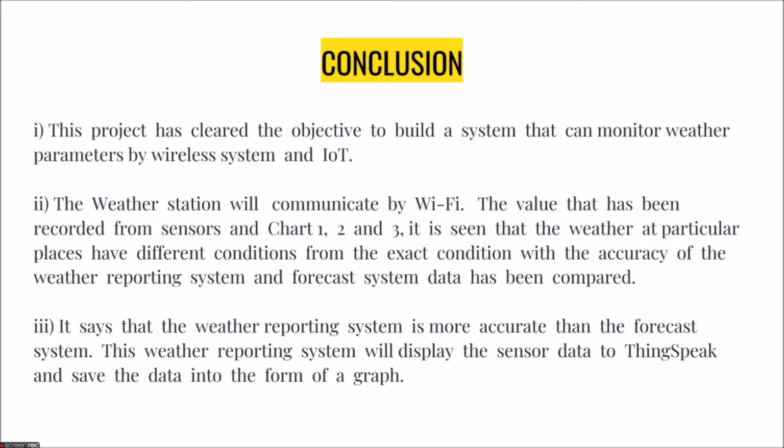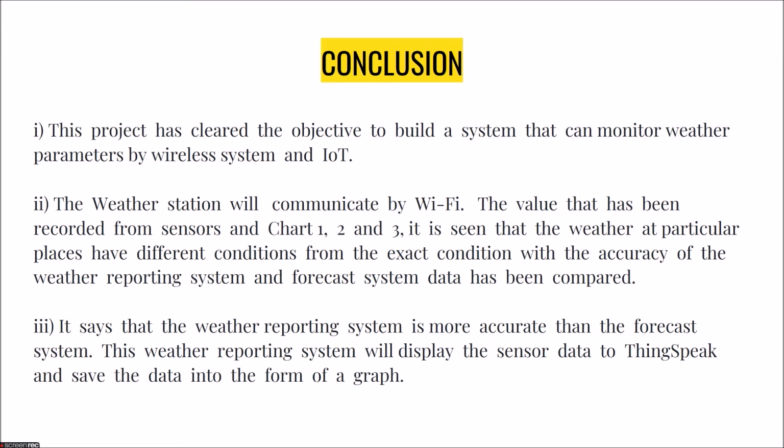So here comes the conclusion of our project. This project has achieved the objective to build a system that can monitor weather, connected to a wireless system in IoT, which means this project contains no wire, no LAN network for the Wi-Fi communication, or even a data system that we have to plug in and just collect data. No, this is completely wireless. The weather station communicates over Wi-Fi in the form of the ESP8266 Wi-Fi module that we use in this case.